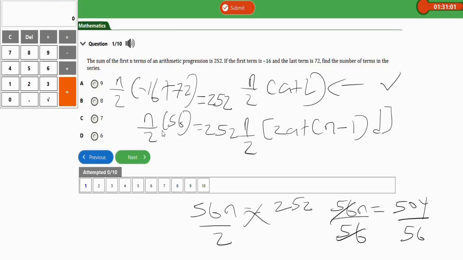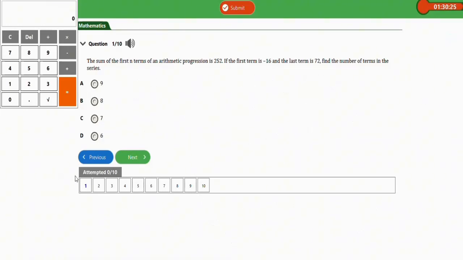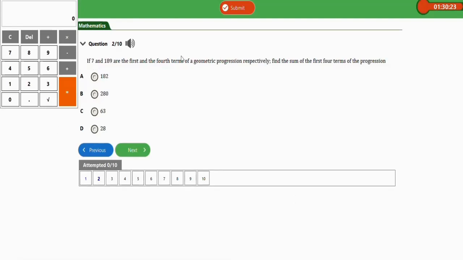Let's wipe this now and go to the next question. For the next question, we have: if 7 and 189 are the first and fourth terms of a geometric progression respectively, find the sum of the first 4 terms of the progression.